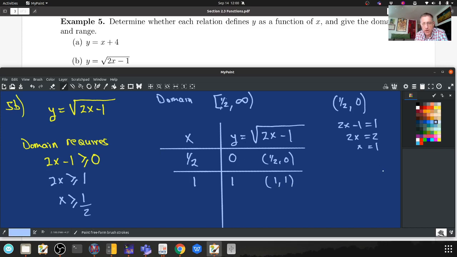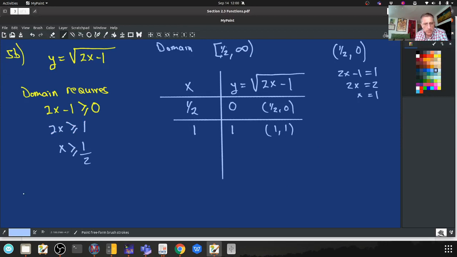Let's do one other. What are perfect squares? Let me get some more. Perfect squares. These are all numbers whose square roots are also integers.